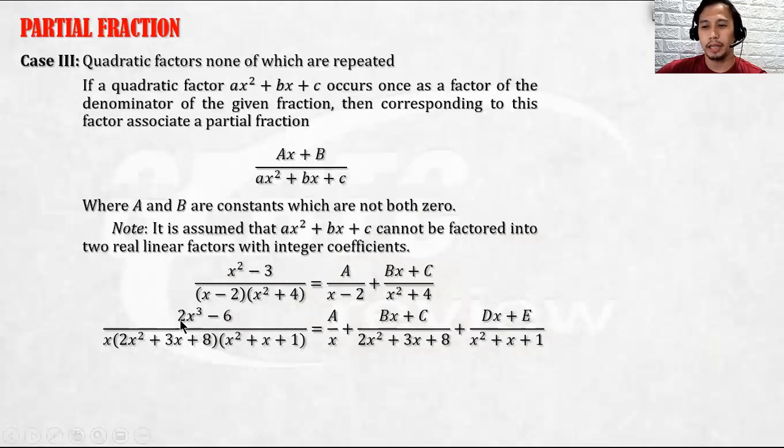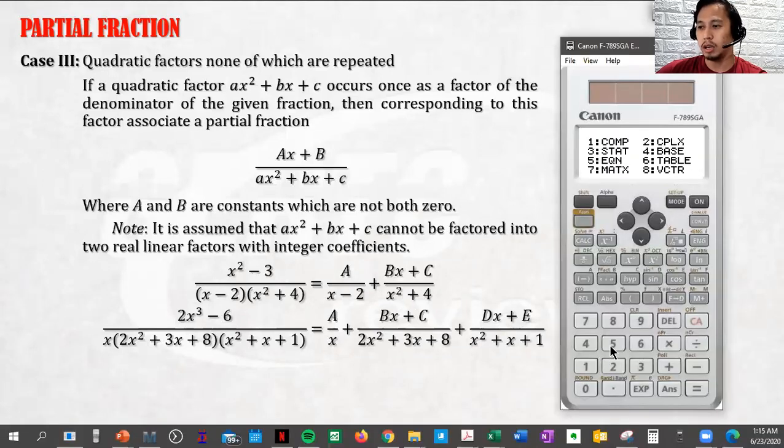And another example is this. As we see, 2x squared plus 3x plus 8 cannot be factored any further. Well, for us to know that, we may try finding the roots by using mode 5, then this quadratic equation, 2, 3, 8. We can have these roots, imaginary roots. So that means we cannot factor that any further. Ito then, if we try to check the roots of x squared plus x plus 1, these are the roots. They are imaginary. So we can't factor them any further.